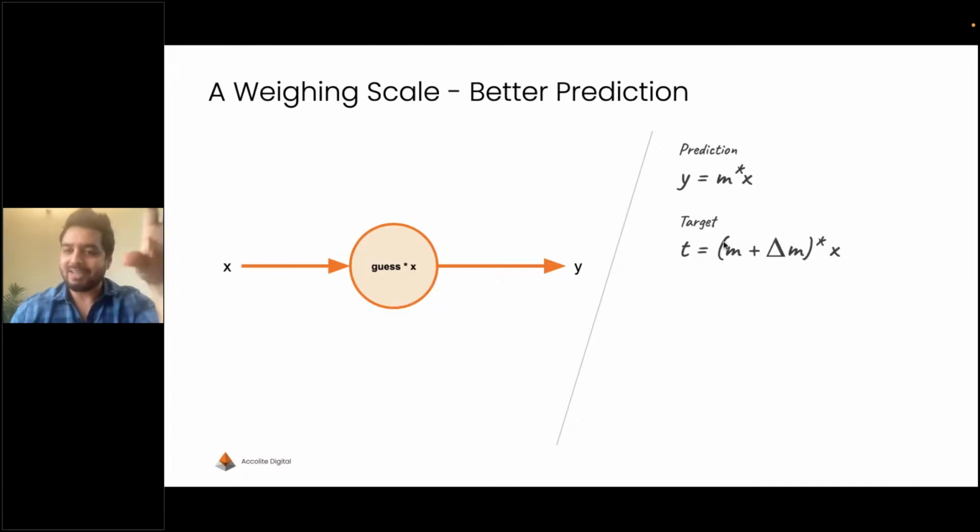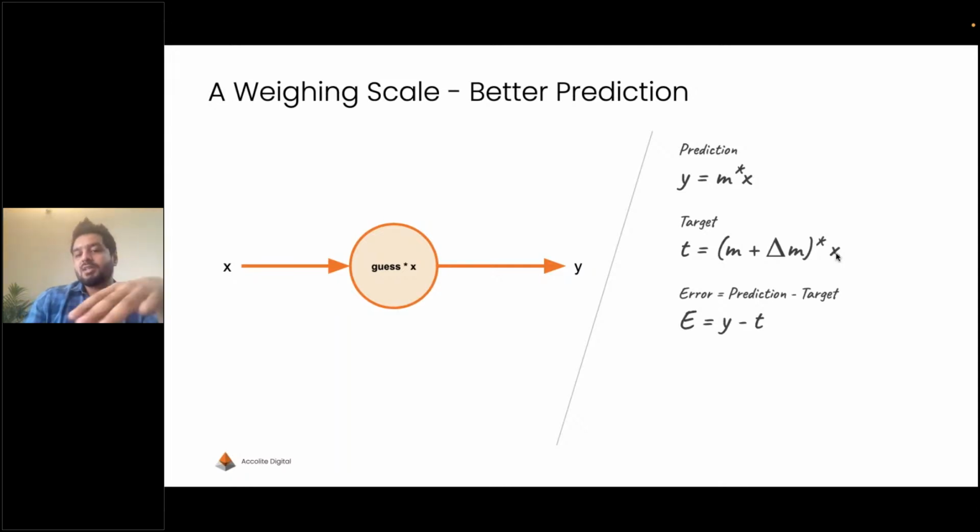So whatever guess I have made, let's say my guess was 20 and the actual answer is, let's say, 2.2. What do I need to negate from that? 17.8. So my delta m is going to be minus 17.8 if I got that maths right. So this is basically your actual answer: guess plus or minus something is going to be the answer. This is the equation for your answer, m plus delta m multiplied by x.